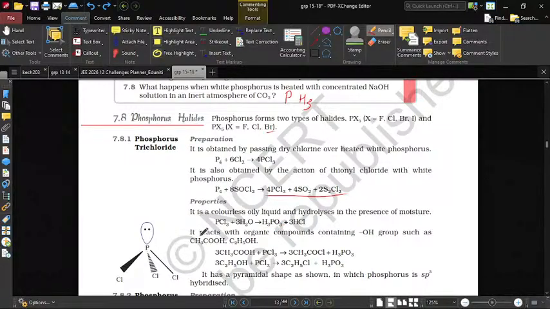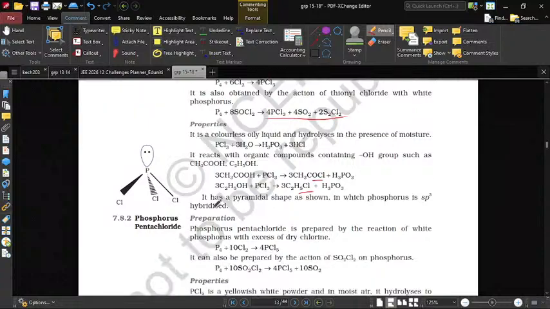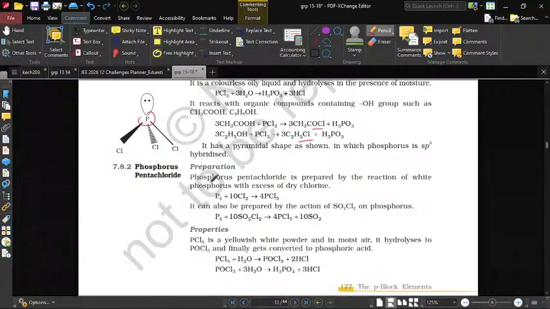It reacts with organic compounds containing an OH group such as CH3OH or C2H5OH, that is, it will add chlorine since it is PCl3, and make the halo compound. It has a pyramidal shape in which phosphorus is sp3 hybridized. Phosphorus pentachloride. Preparation: phosphorus pentachloride is prepared by the reaction of white phosphorus with excess of dry chlorine.